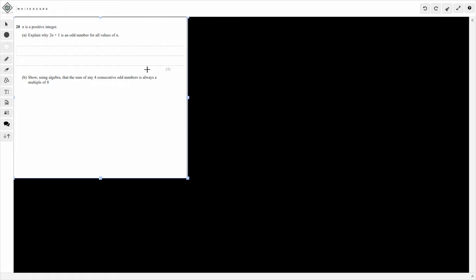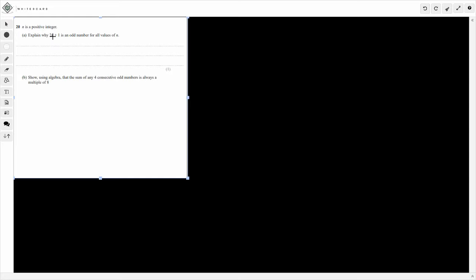So for this question here, we're dealing with proofs. The first part here: n is a positive integer. Explain why 2n plus 1 is an odd number for all values of n. So you've got to understand the idea of what's going on here. We've got this n, it's just a positive integer. Remember, an integer is just a whole number. And we have to explain why 2n plus 1 is an odd number for all values of n. So it doesn't matter what value of n you put in here, it'll always be odd.